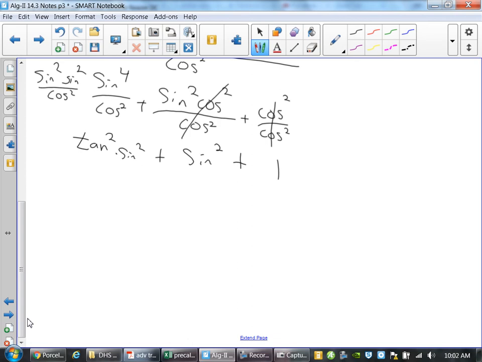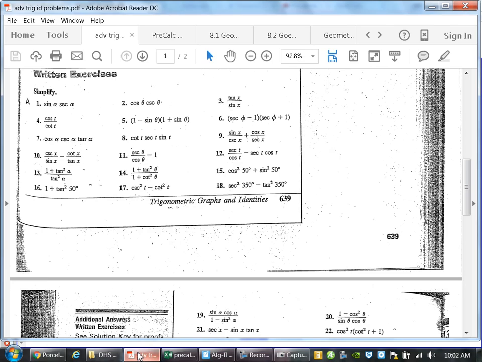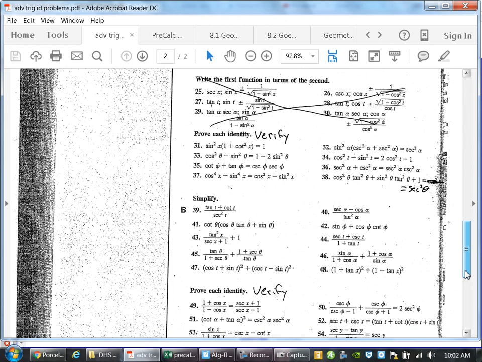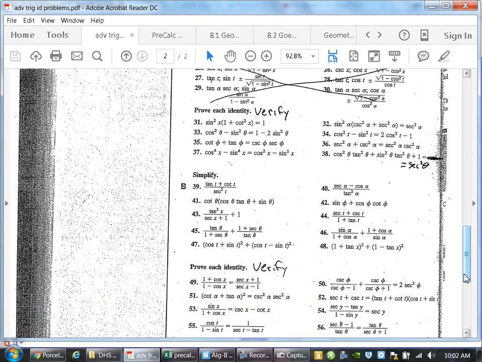How did you get sine squared over cosine squared, tan squared? Because the sine squared over cosine squared becomes tan, and then tan times sine squared. Just making stuff up. Let's go to different. Wait, I think I wrote it down wrong. I think I crossed off the wrong part of it. I think it's supposed to equal something else. That's why I'm getting the wrong spot.